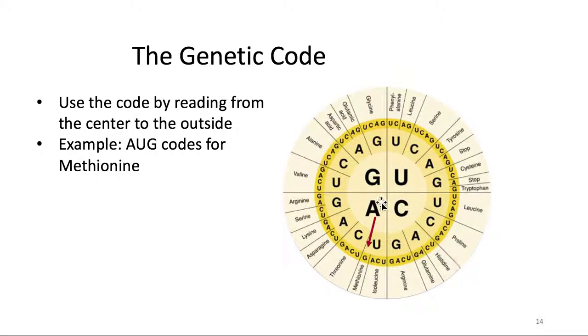I have to stay here. And then the next letter is U. So I'm going to go out one level, and I'm going to look for U. And U is right here. And the third letter is G, so I can go out one more and look for the G, and the G is over here. So my amino acid that AUG stands for is methionine.